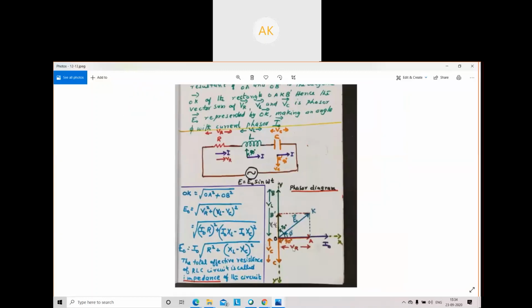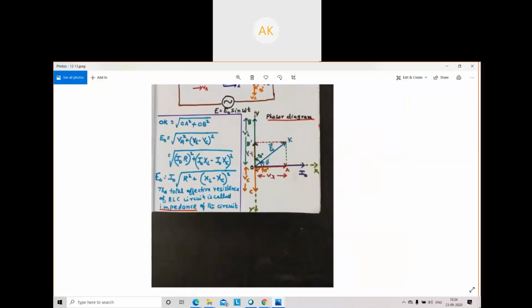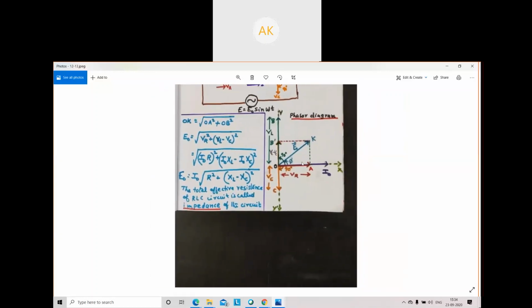And phasor diagram is shown here. This is the phasor diagram. Phasor diagram you see. See here, voltage across the resistor VR. That will be current into resistance, VR.